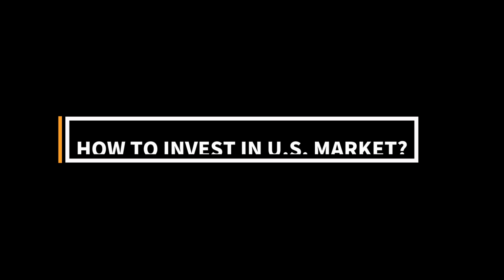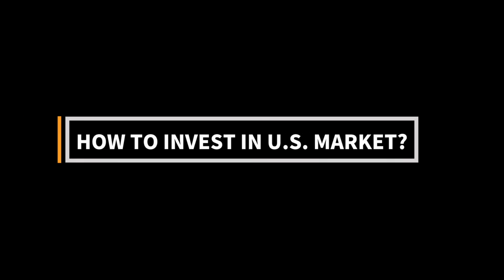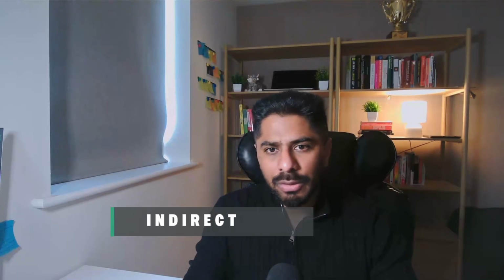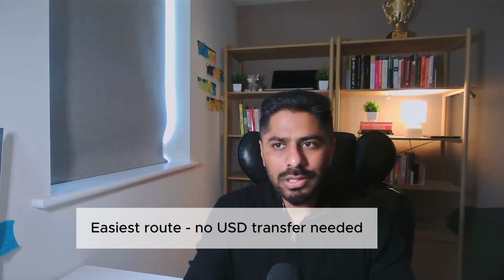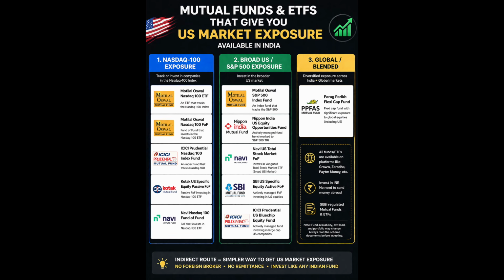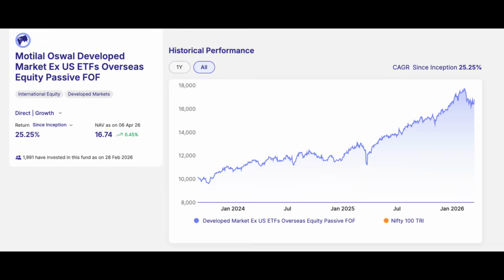Okay. Now the next obvious question is how to invest in the US market, right? There are basically two routes you can use to get access to the US market. One is the indirect route, which is probably the easiest way because there is no dollar transfer you have to do. In the indirect route, you invest in Indian mutual funds or ETFs that give you direct exposure to US stocks, something like the Motilal Oswal US Equity Opportunity Fund. With these funds, you don't have to open a foreign brokerage account or send money abroad. Everything stays in rupees and you can simply invest through your existing demat account or a mutual fund app, right?